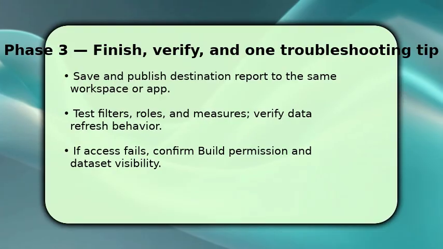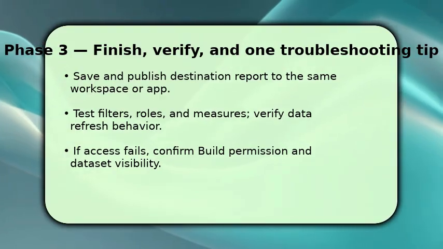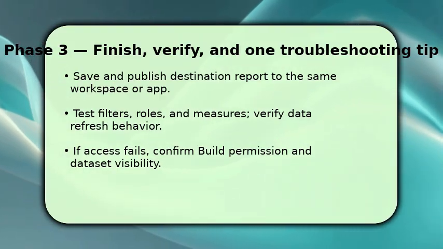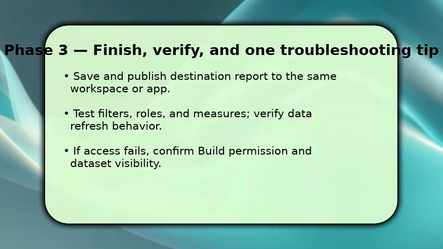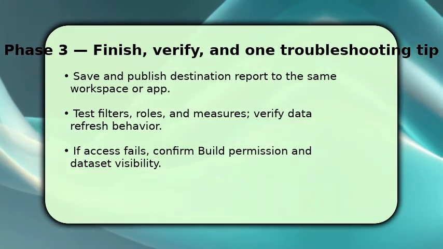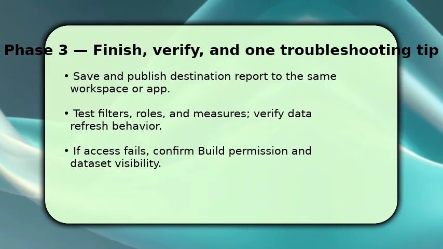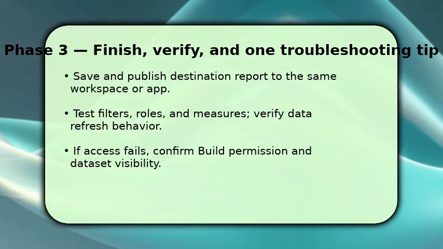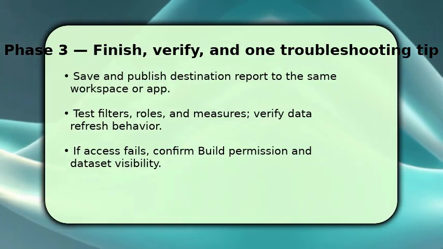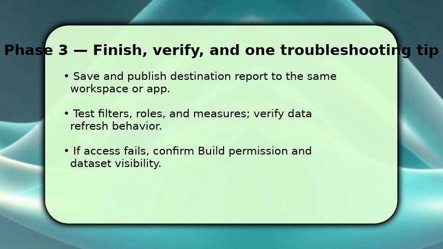If visuals show errors or blank values, check permissions first. Lack of build permission is the most common blocker, and ensure the dataset isn't hidden or using unsupported features. If problems persist, republish the source dataset, then reconnect. That often resolves metadata mismatches and refresh issues.